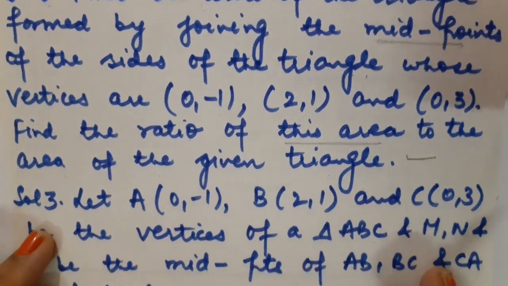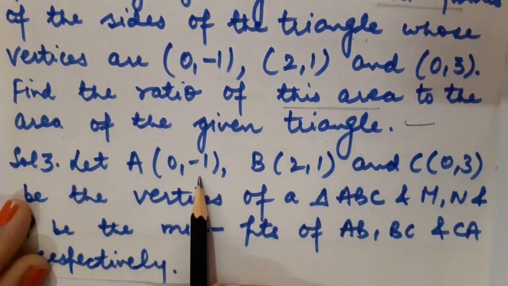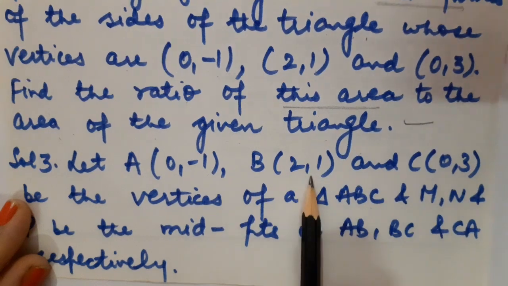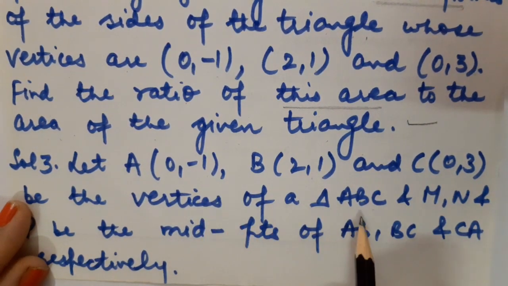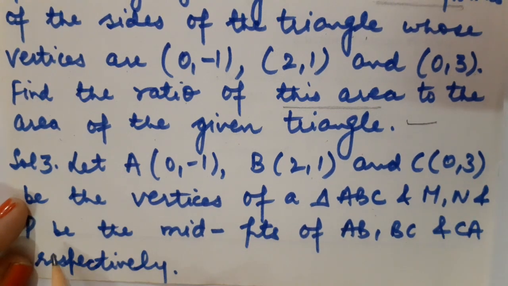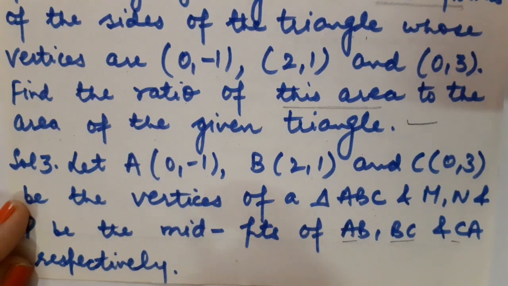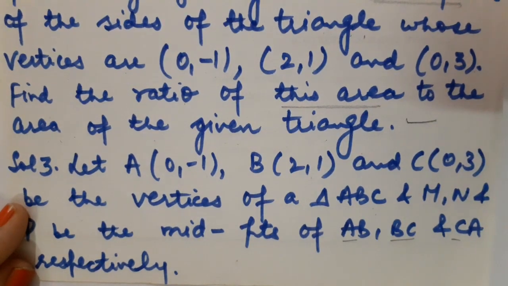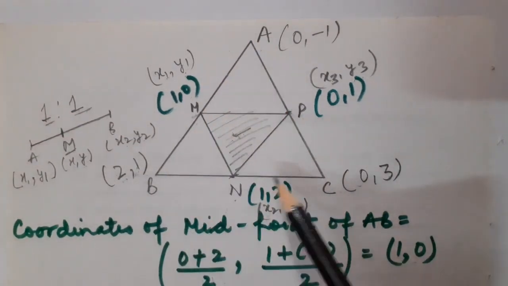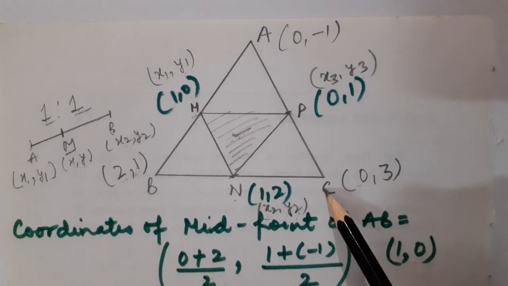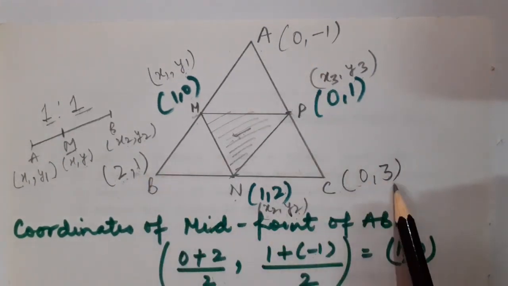So what is given in this question? Let A (0, minus 1), B (2, 1) and C (0, 3) be the vertices of triangle ABC, and M, N and P be the midpoints of AB, BC and CA respectively. I am going to show you the diagram, and you will understand better. Here is the diagram of this question. You have a triangle ABC whose vertices have coordinates (0, minus 1), (2, 1) and (0, 3).